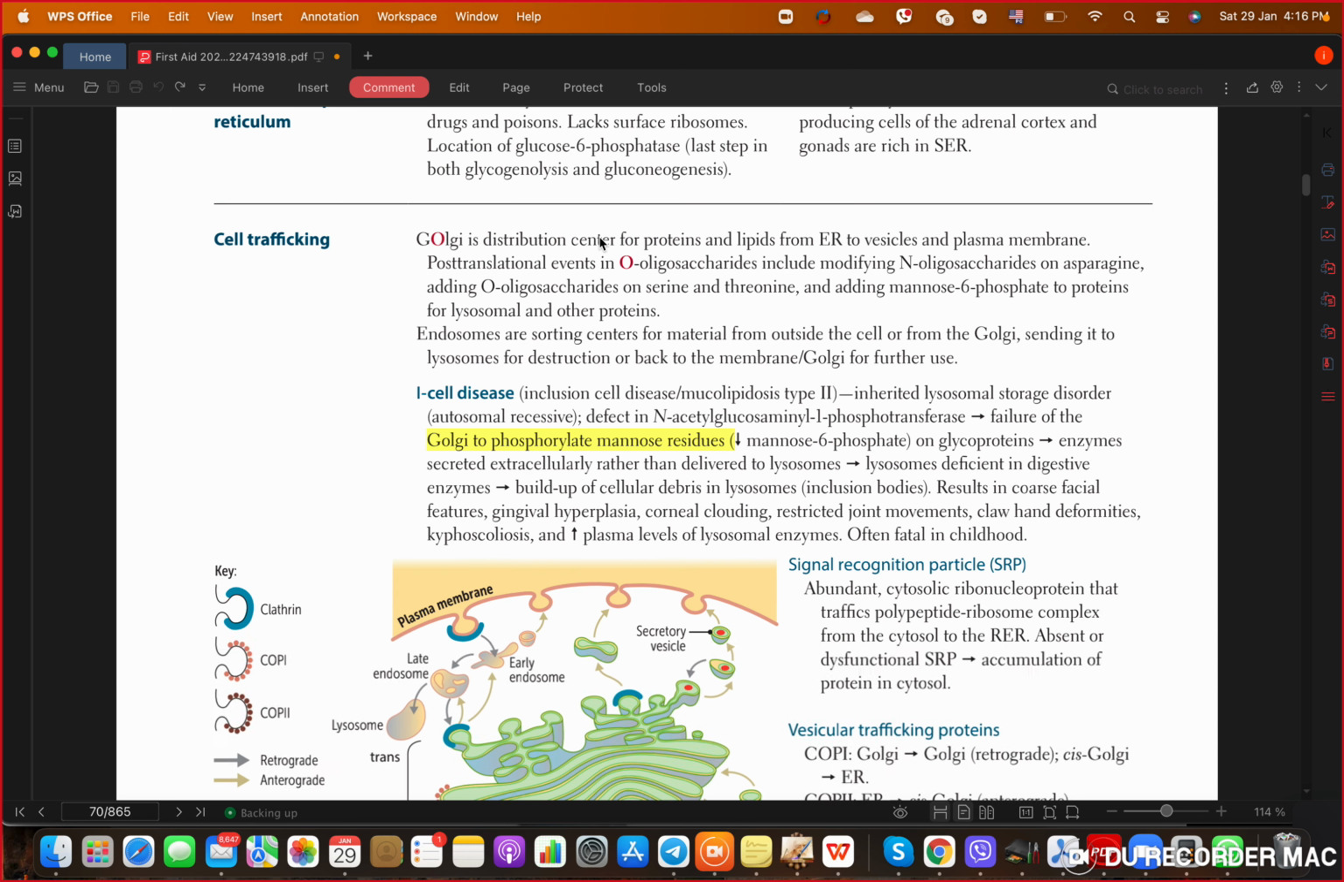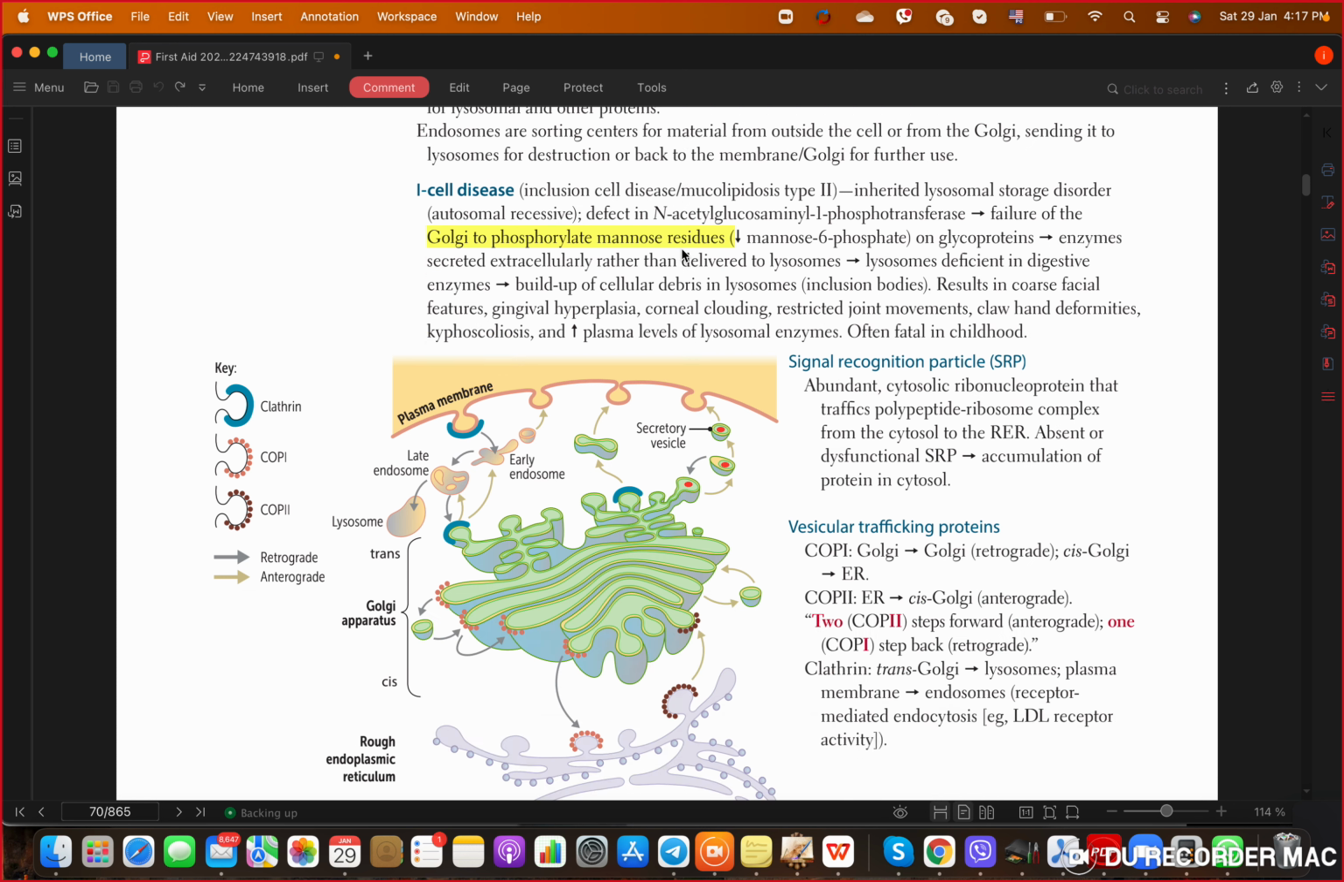Good. So cell trafficking, Golgi is distribution. Well, you know this, what is the Golgi apparatus? I like to think about it as Amazon, the company, I mean. They take the product and distribute everything to which state, which city, which exact location it should go to. So the Golgi apparatus is the cell trafficking center, for distribution inside of the cell for proteins and lipids from the endoplasmic reticulum to vesicles and the plasma membrane.